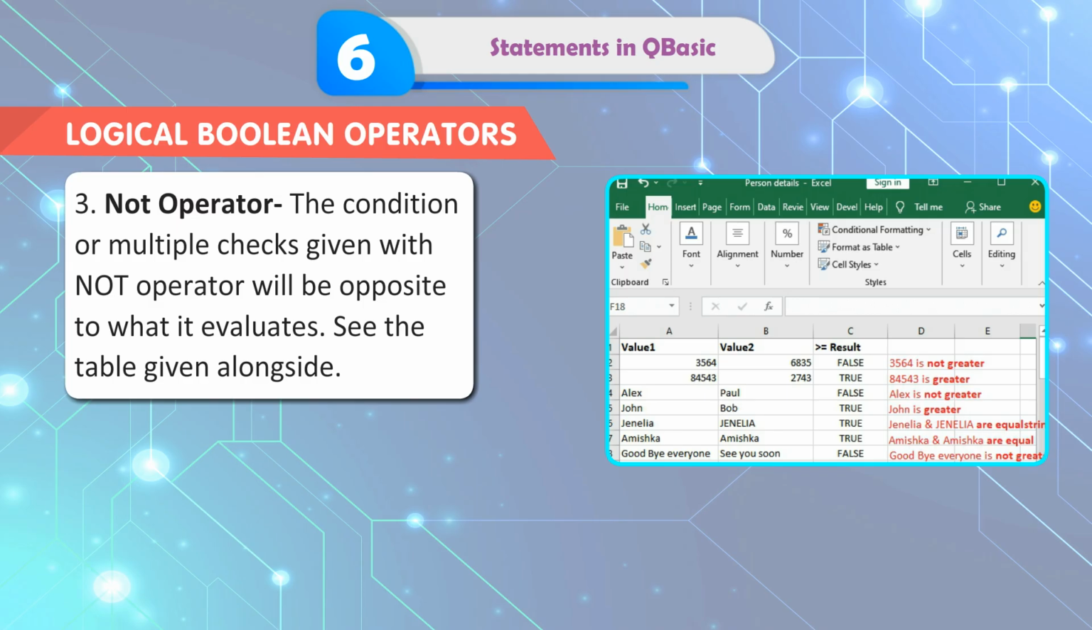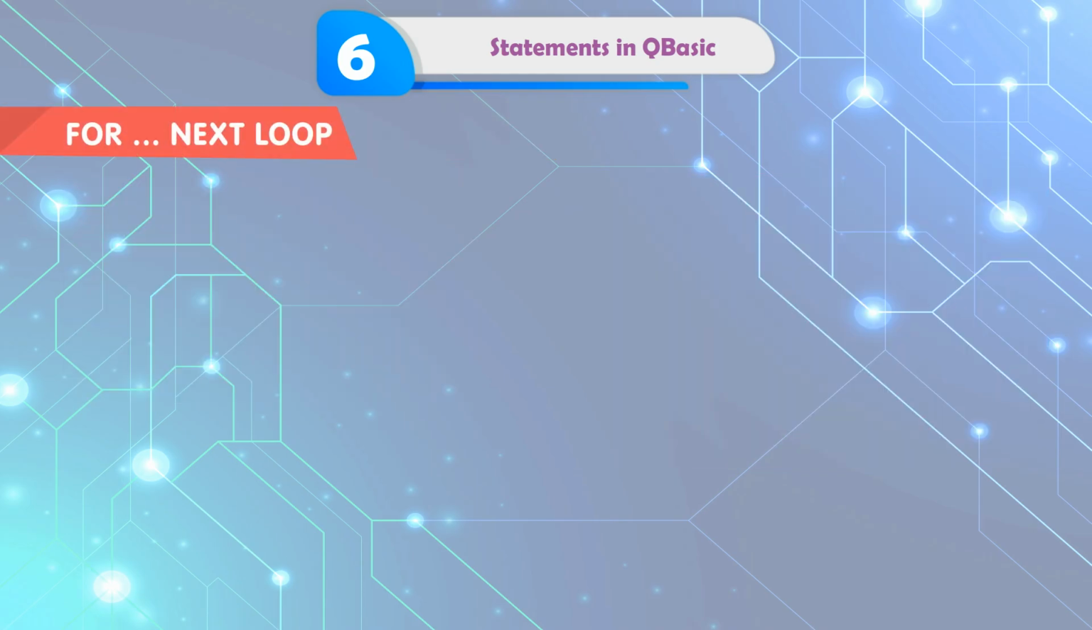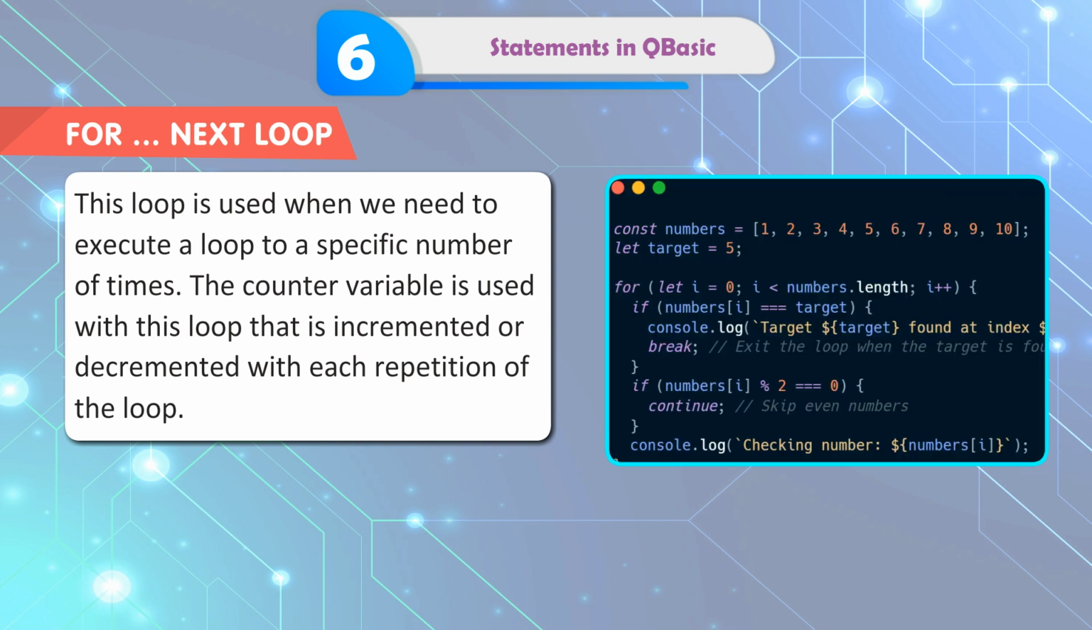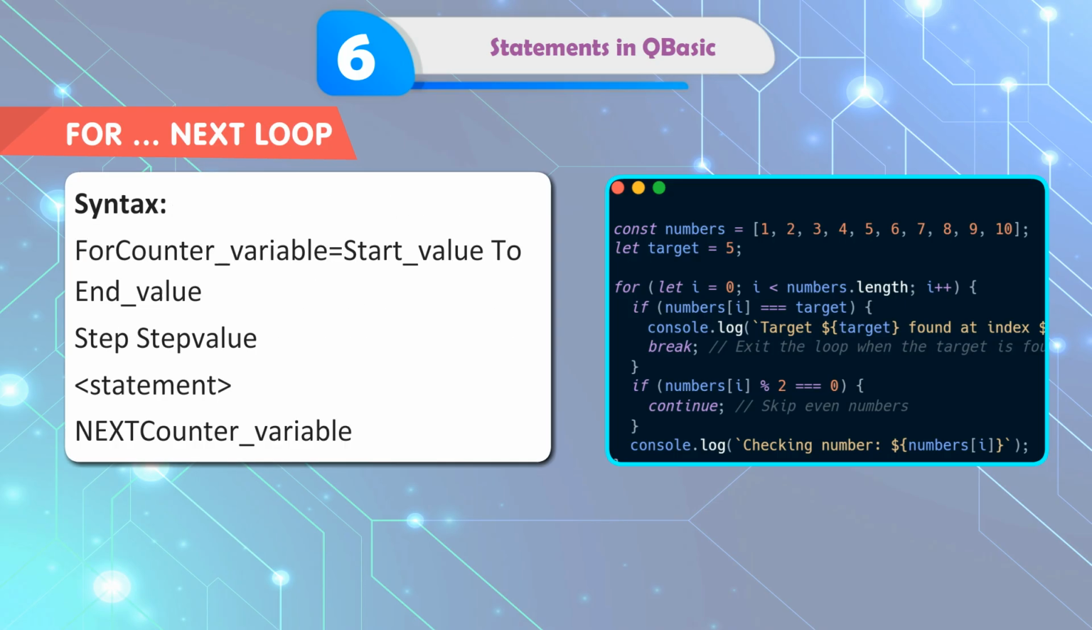See the table given alongside. For Next loop. This loop is used when we need to execute a loop a specific number of times. A counter variable is used with this loop that is incremented or decremented with each repetition of the loop. Syntax: For counter variable = start value To end value Step step value.